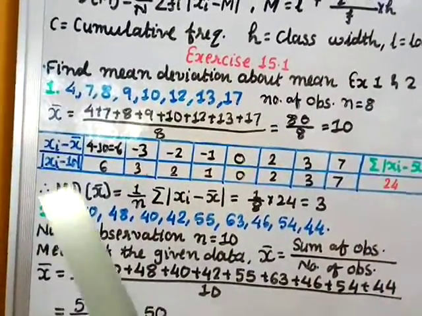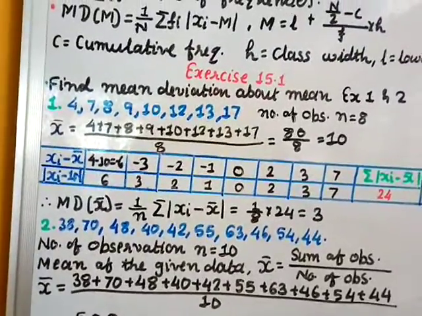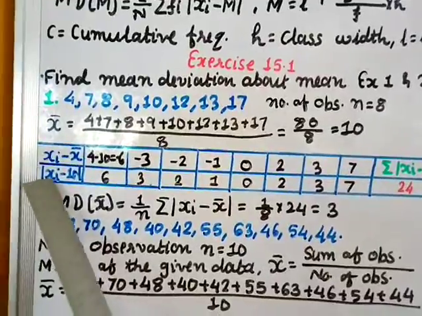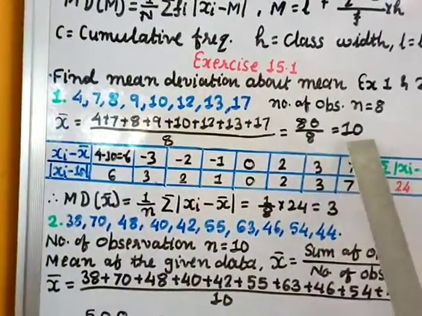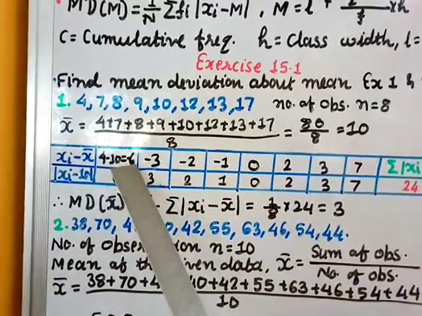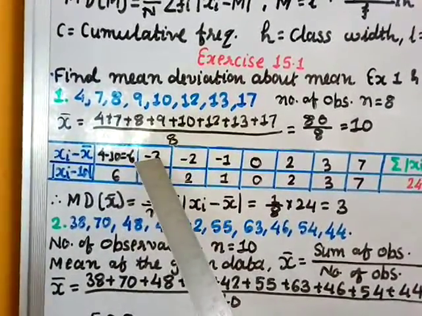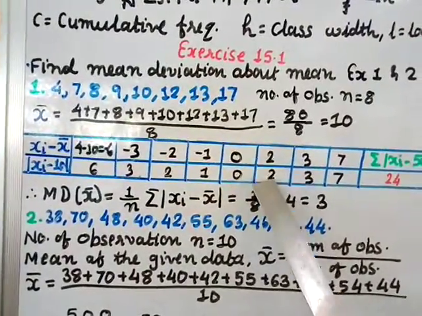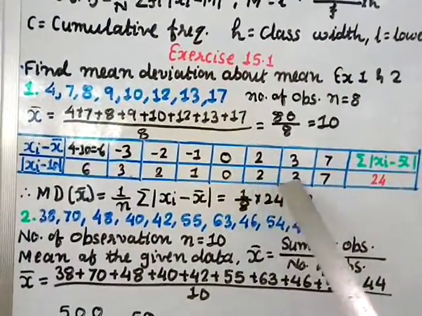Now we have to write the absolute value, that is, neglecting the negative sign, only the positive sign you have to take. So modulus of xi minus x bar, where the x bar value I have put as 10, because that is what we found. So modulus of minus 6 will be plus 6, minus 3 will be 3, this will be 2, plus 1, 0 remains 0. These are all positive, so just write them as they are: 2, 3, 7.